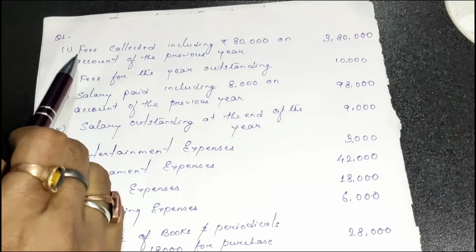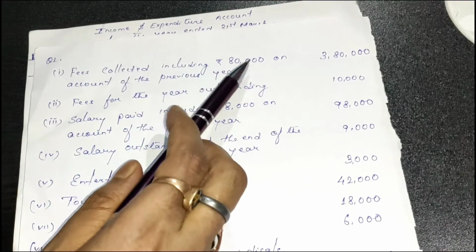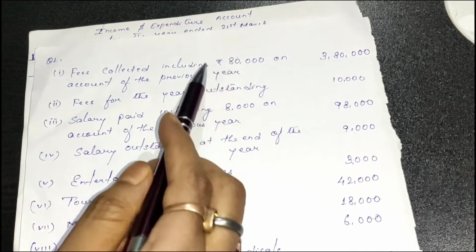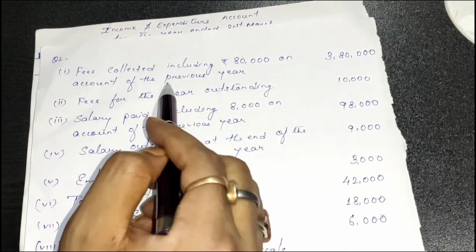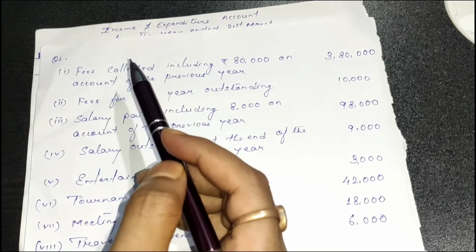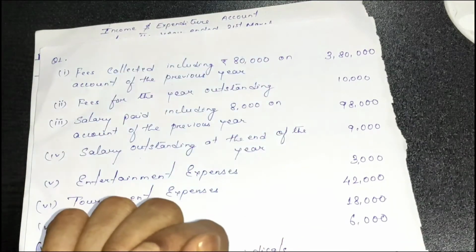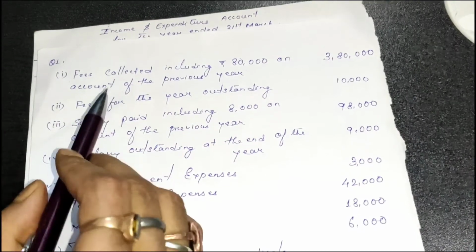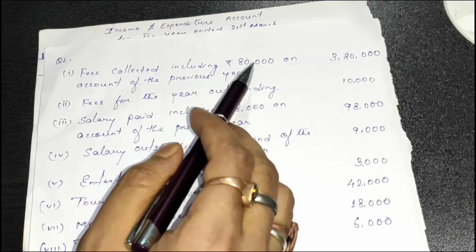Number 1, fees collected including rupees 80,000 on account of the previous year. So it's given this amount which is included in this 3,80,000. This 80,000 belongs to the previous year. Fees collected, so in a not-for-profit organization, fees collected means you are receiving the money. So it's an income. It will come on the income side. Now we have to deal with this amount. I will show you how to do that while doing the solution.